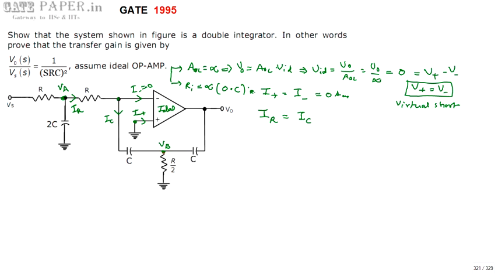So because of this, if you know the voltage at one terminal, the same voltage will be present at the other terminal.